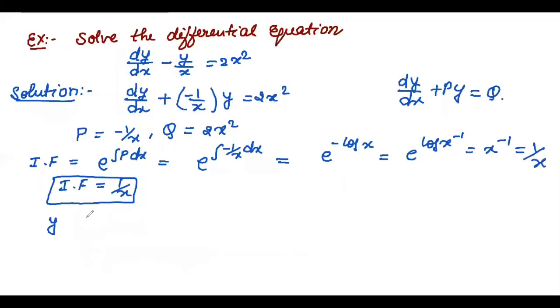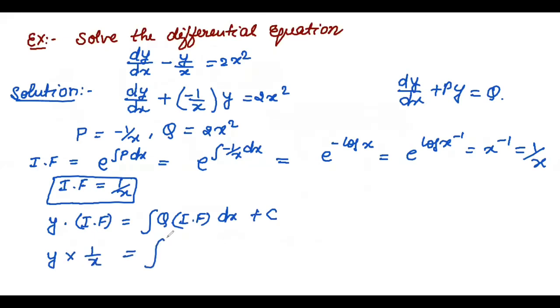Y into integrating factor equals to integration of q into integrating factor into dx plus c. So y into integrating factor, that is 1 by x, equals integration of q, that is 2x squared, and integrating factor, that is 1 by x, into dx plus c.